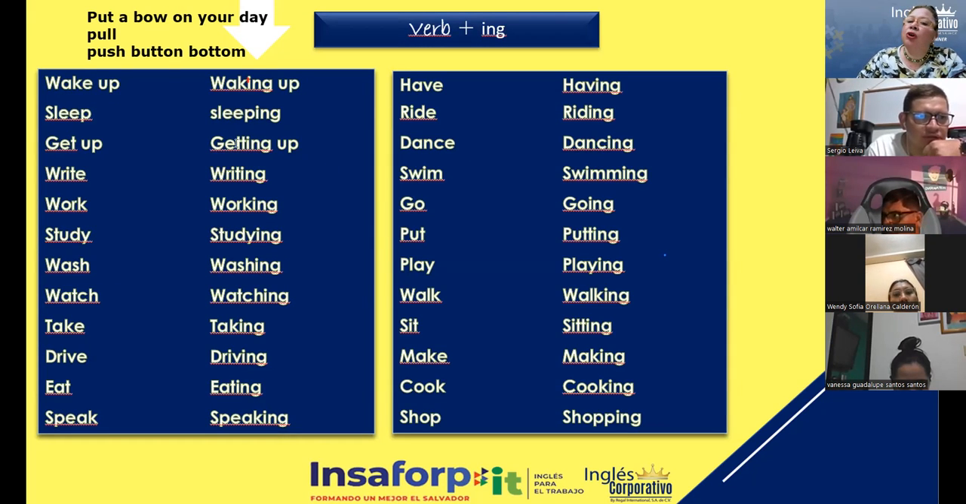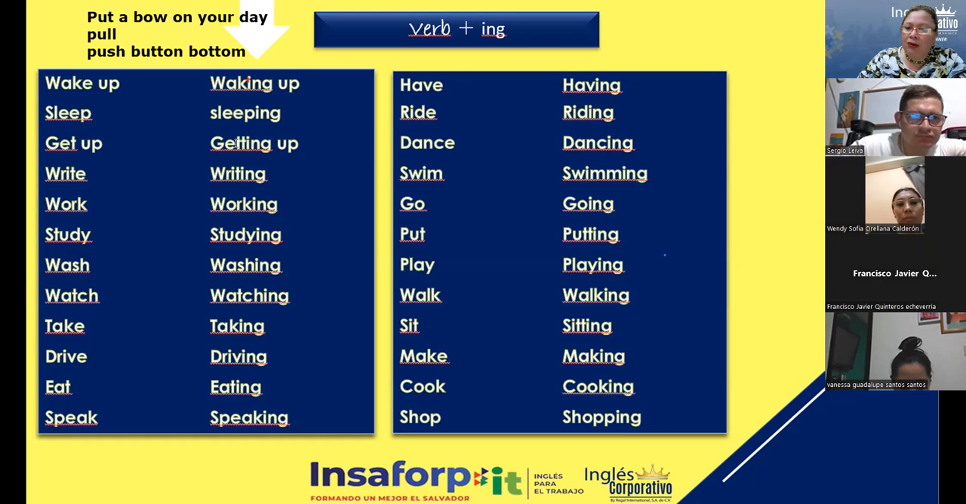Consonant. Vowel, consonant. Double the final consonant, okay? Double the final consonant. Everyone, what's the rule?